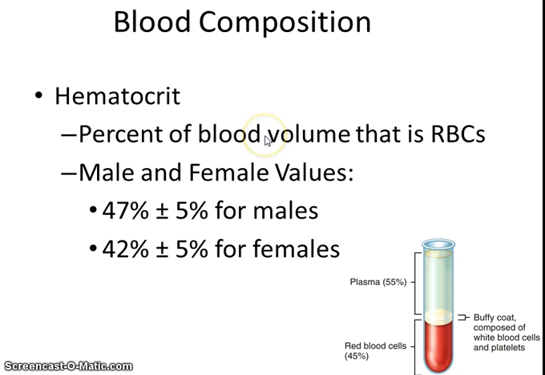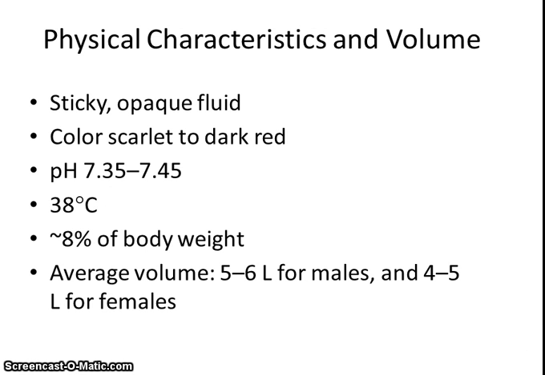It's important to maintain a normal level of red blood cells. If your blood doesn't have enough, if your hematocrit is too low, you're going to be anemic and not be able to carry enough oxygen. If it's too high, your blood is going to be very thick, very viscous, and hard to push through the heart and vessels. Now let's look at the physical characteristics.